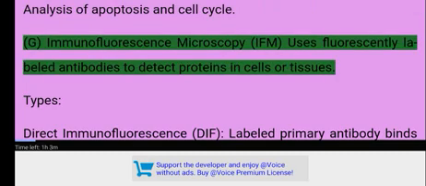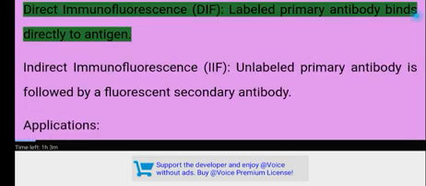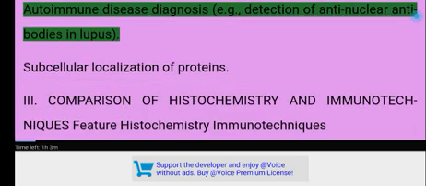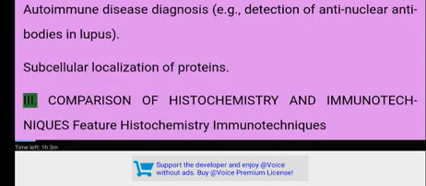G. Immunofluorescence microscopy (IFM) uses fluorescently labeled antibodies to detect proteins in cells or tissues. Types: direct immunofluorescence (DIF), where a labeled primary antibody binds directly to antigen. Indirect immunofluorescence (IIF), where an unlabeled primary antibody is followed by a fluorescent secondary antibody. Applications: autoimmune disease diagnosis, e.g., detection of antinuclear antibodies in lupus. Subcellular localization of proteins.